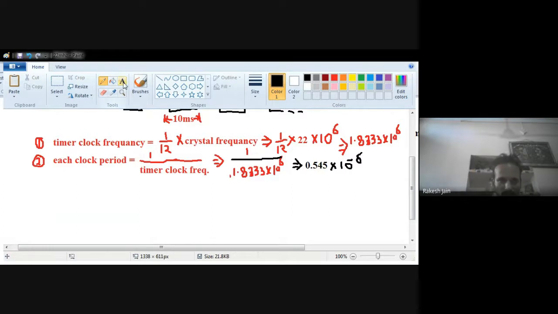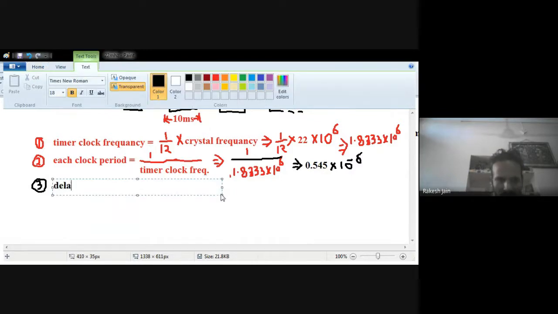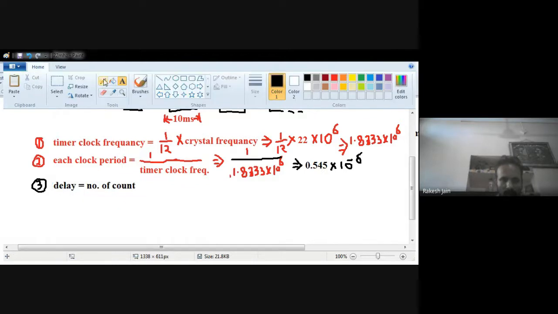Okay. Now the third step should be the formula: delay is equal to number of count multiplied by each clock period. So I'm going to write down the formula first of all. So the third step is delay is equal to number of count, which we have to calculate, multiplied by each clock period, which we just calculated in step number 2.